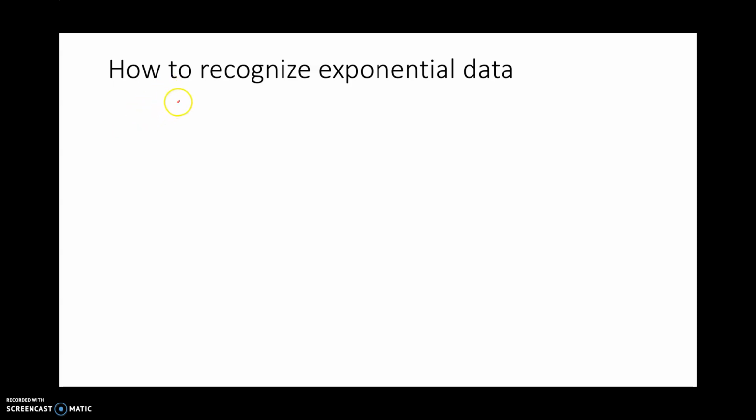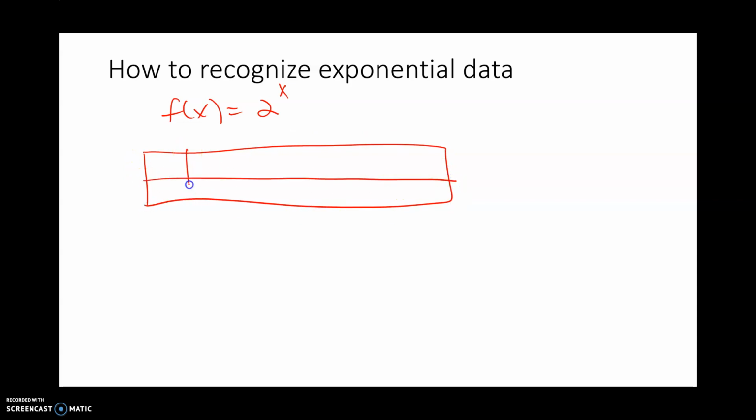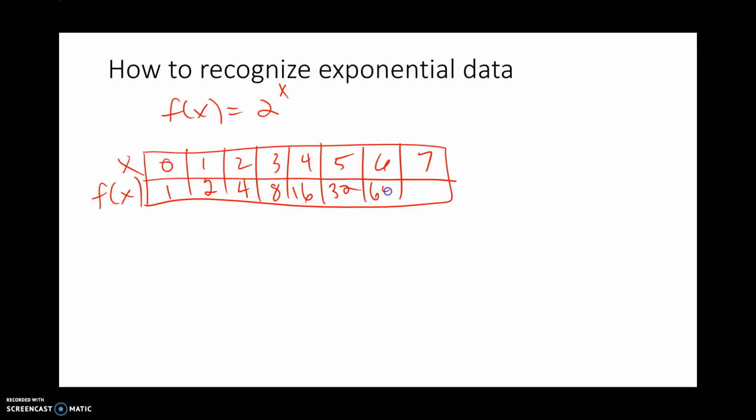Let's take an exponential equation that looks something like this: 2 to the x. If I made myself a table, I'm going to plug in for x: 0, 1, 2, 3, and so on. And for f of x, we'll plug in what we get. 2 to the 0 is 1. This would be 2, 4, 8, 16, 32, 64, 128.